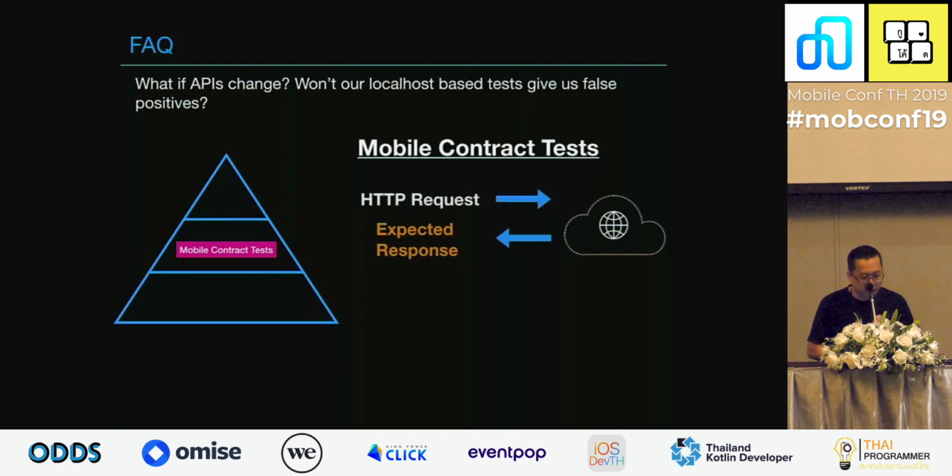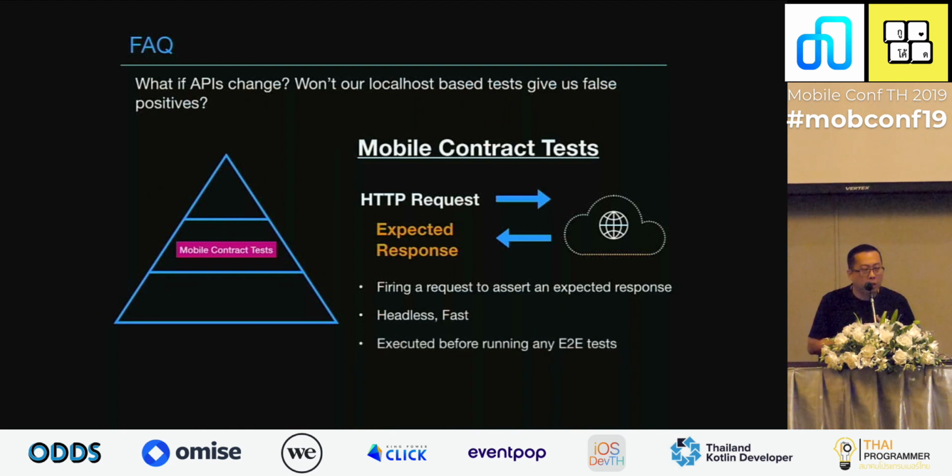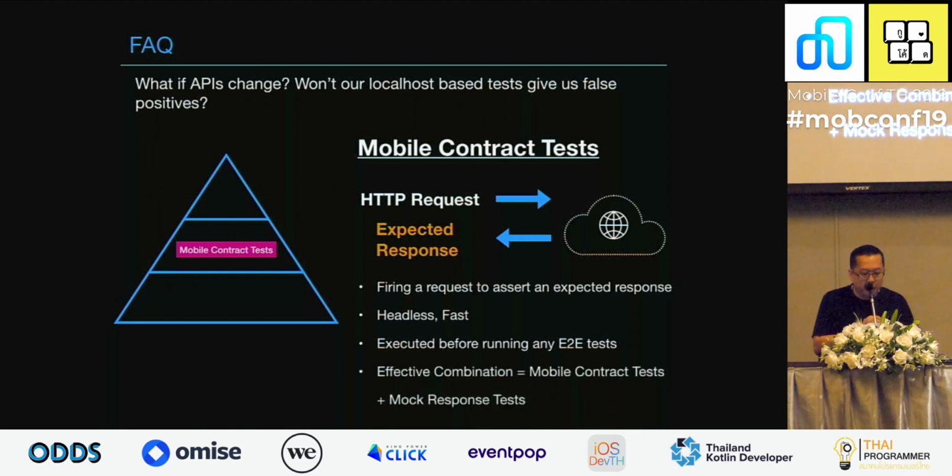So for mobile contract test, we are actually firing a request and asserting an expected response from the server. This is generally headless and it's fast. And we want to execute it before we run any end-to-end test. And the most effective combination is to pair your mock response test with your mobile contract test.